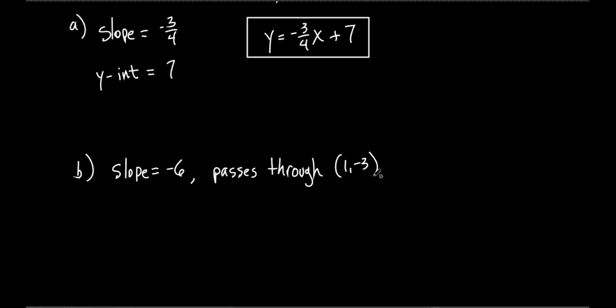Well, I know the slope. You got to find the y-intercept. That's right. Okay. So here's what we're going to do. We're going to write down the slope-intercept form again. So y equals mx plus b.